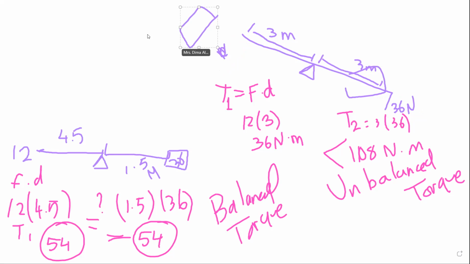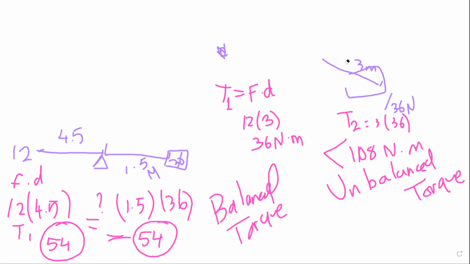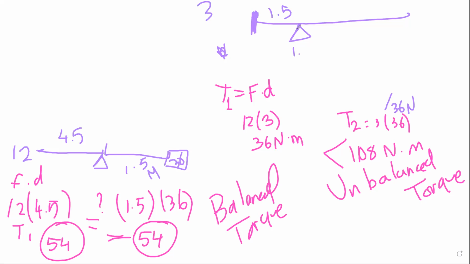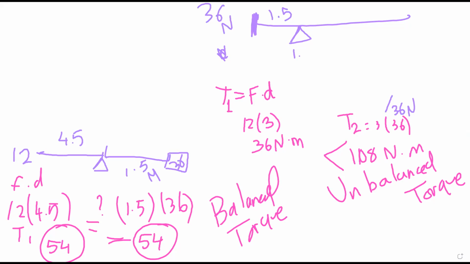Or you can say, if you have a pivot point, you have changed the distance from the pivot point. Let's put the pivot point here. At 1.5 from the pivot point, you have the heavier boy, and at 4.5 from the pivot point, you have the light boy. Okay, teacher. Thank you.